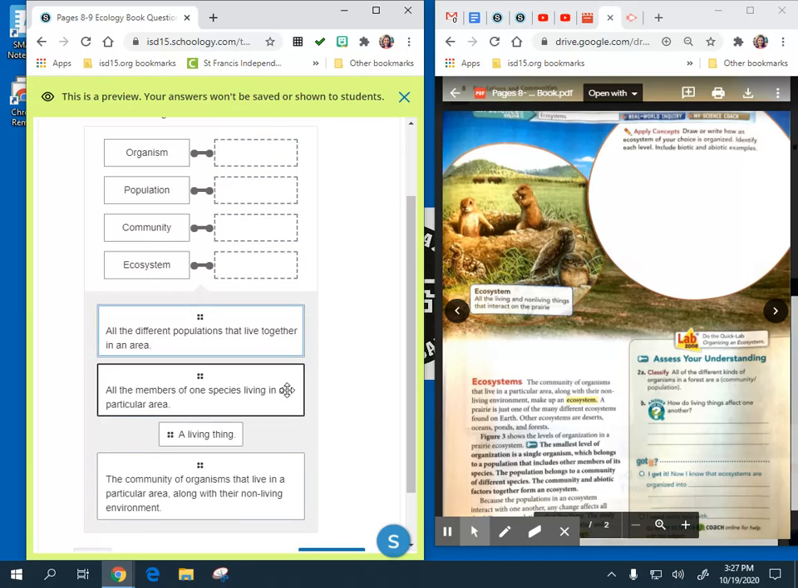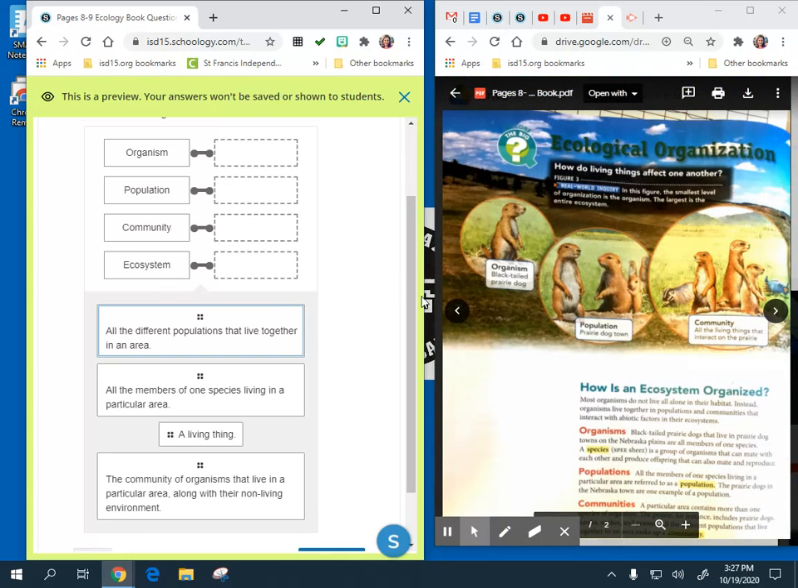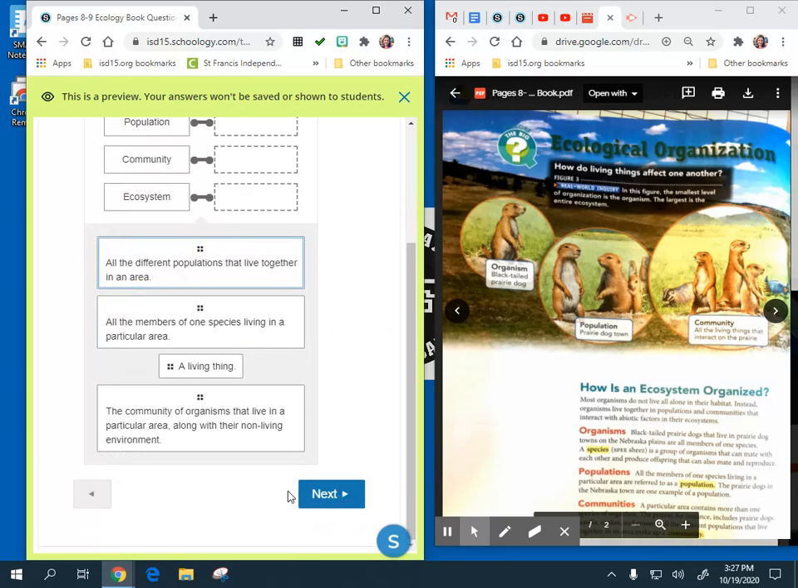All the members of one species living in a particular area. Is that an organism, a population, a community, or an ecosystem? I'm going to go back here so you can kind of use this page, maybe if you have to pause the video here and go back and forth. And then a single living thing. A single living thing. Is that an organism, a population, a community, or an ecosystem?